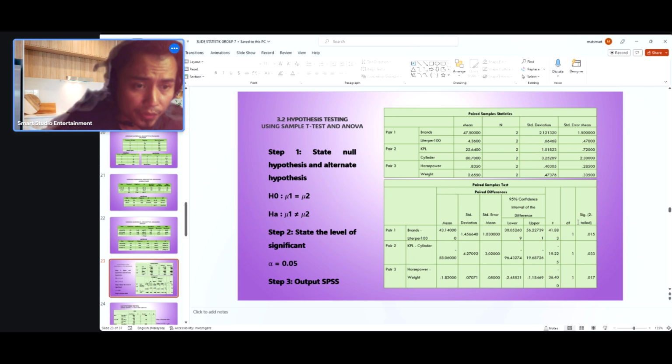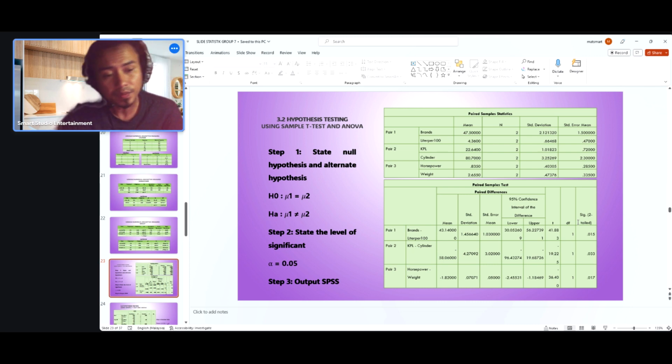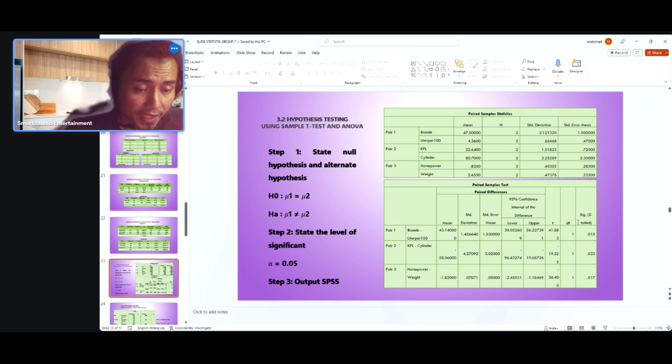For 3.2, hypothesis testing using sample t-test and ANOVA. Step 1, state null hypothesis and alternate hypothesis. Look at the formula. H0: U1 equal to U2. HA: U1 not equal U2. Step 2, state the level of significance, A equal to 0.05. Step 3, SPSS output.